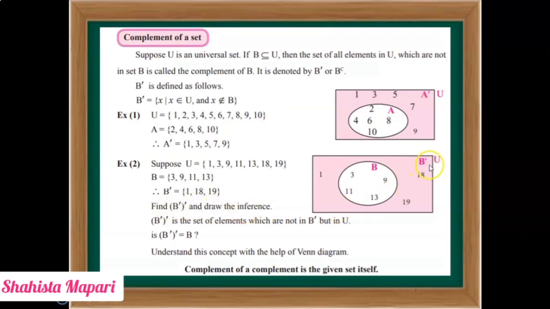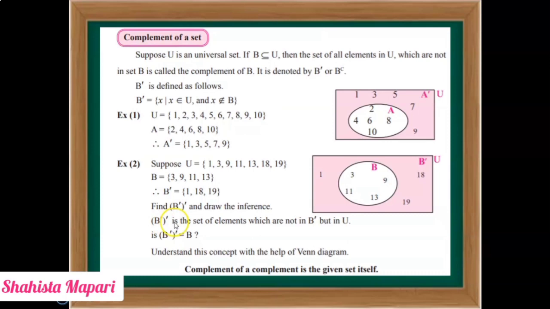So see this, we have drawn this inference universal set inside the rectangle. Draw circle, represent this 3, 9, 11 and 13 and apart from this number इनके अलावा जो नंबर बच जाते हैं वो कौन से है, 1, 18 and 19. So they are B complement. Okay, they are B complement.